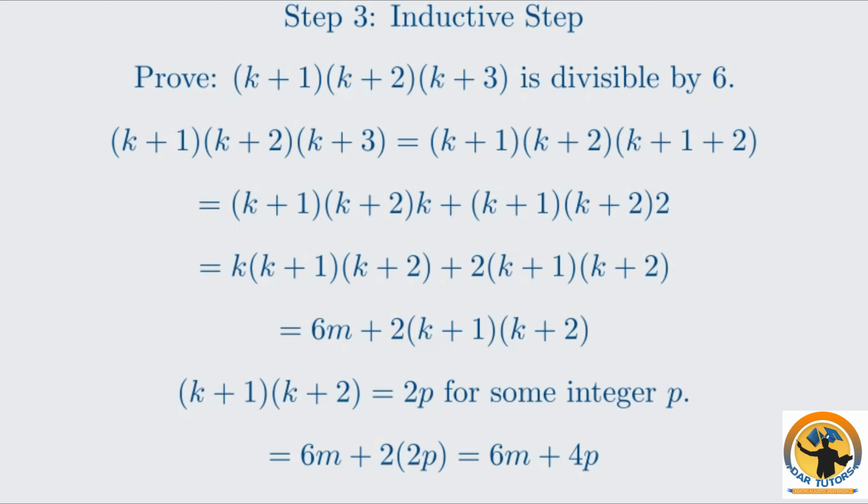The term (k+1)(k+2) is the product of two consecutive integers. One of these integers must be a multiple of 3. This is not always true. For example, if k equals 1, (k+1)(k+2) equals 2 times 3 equals 6, which is divisible by 3. But if k equals 2, (k+1)(k+2) equals 3 times 4 equals 12, which is divisible by 3. If k equals 3, (k+1)(k+2) equals 4 times 5 equals 20, which is not divisible by 3. This means our algebraic manipulation was not the most effective.